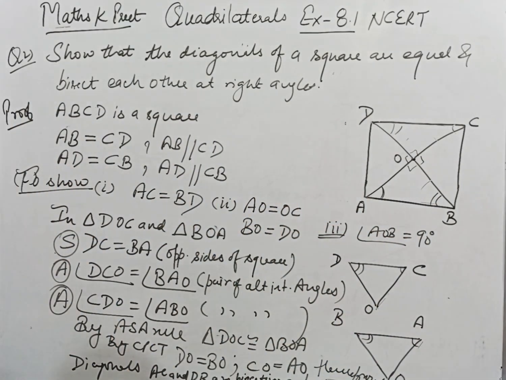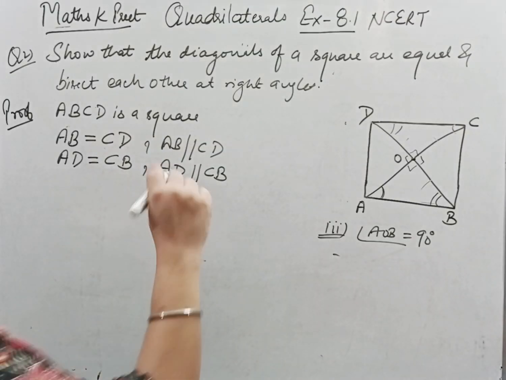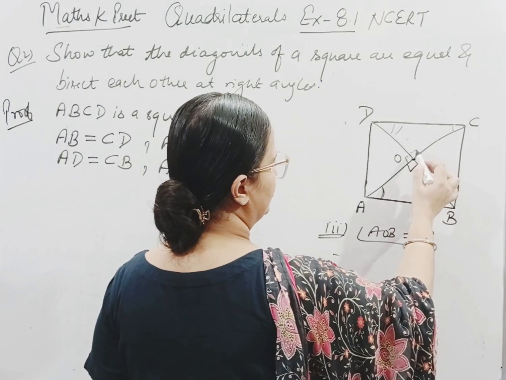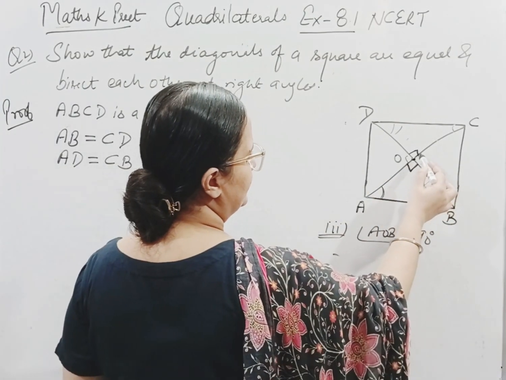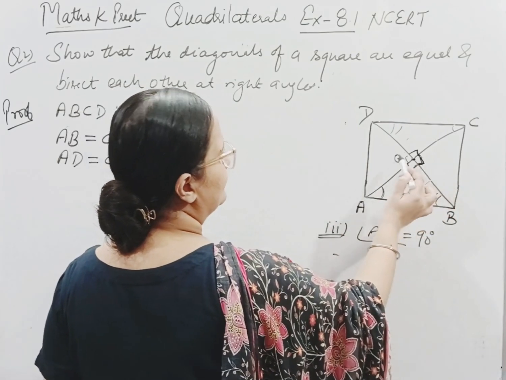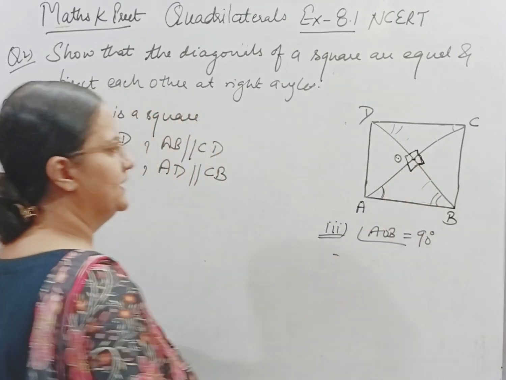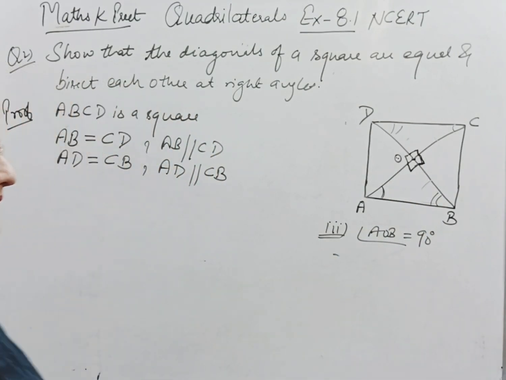So let's see the proof for the third part, which is saying that these diagonals are bisecting at 90 degrees. Now I have to show that this angle is 90. If this is 90, then by vertically opposite angles, this angle will be 90. If this is 90, then by the linear angle sum property, I can show this is 90. If this angle is 90, then again by vertically opposite angles, the fourth angle is of 90 degrees. So it is enough to show that any of the four angles is 90 degrees.